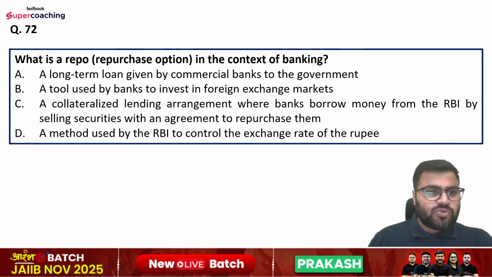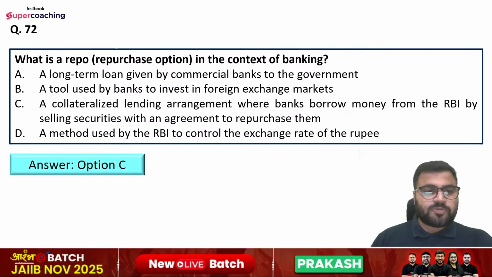Question number 72. What is repo, repurchase option, in the context of banking? Options are a long-term loan given by commercial banks to the government, a tool used by banks to invest in foreign exchange markets, a collateralized lending arrangement where banks borrow money from the RBI by selling securities with an agreement to repurchase them, a method used by the RBI to control the exchange rate of the rupee. So right answer is option number C.